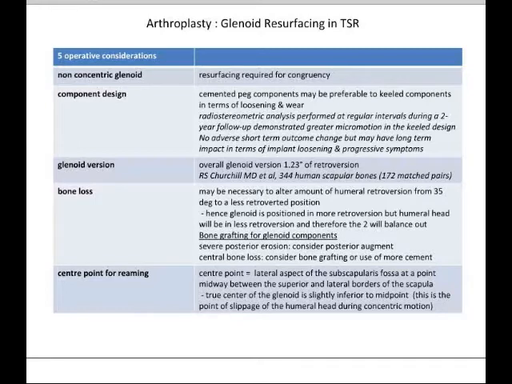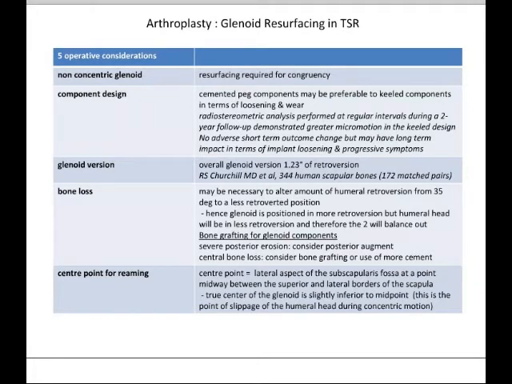It's also important to look at the center point for your reaming for your glenoid, and that's this lateral aspect of the subscapularis fossa, midway between the lateral and superior borders of the scapula, and the true center of the glenoid is slightly lower to that midpoint.